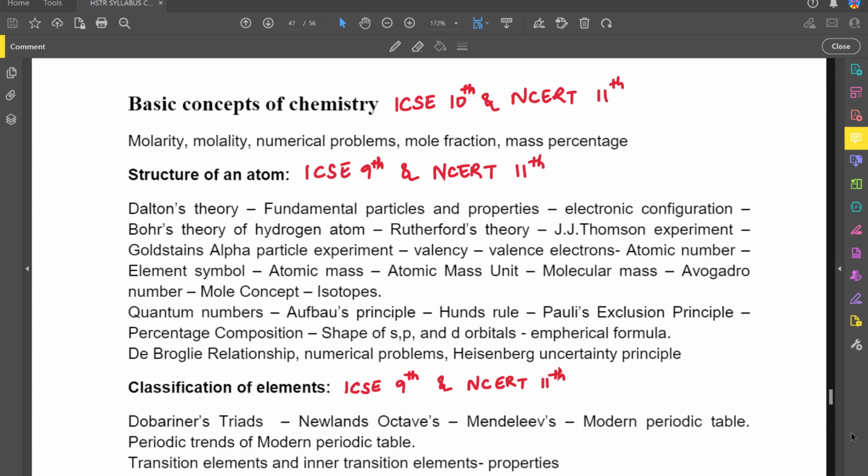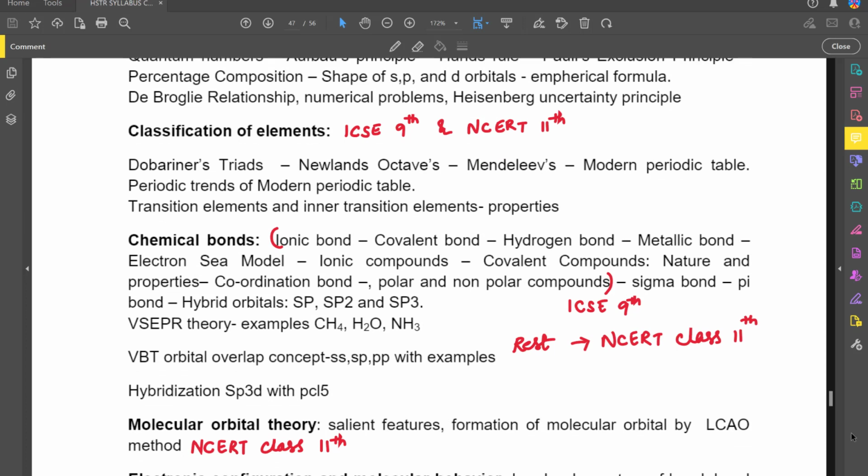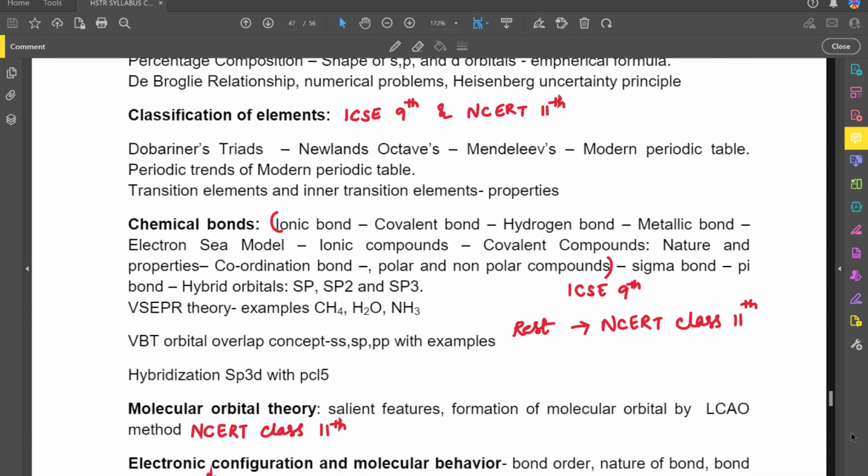So next chapter is classification of elements. For classification of elements also you will get a basic idea from the ICSE class 9th book, but I would recommend you to prefer the NCERT 11th book or PUC first year book. This is actually an easy chapter. You will get one nice connecting story of how the periodic table was developed, right from its root to the way it is right now. This chapter will tell you that story.